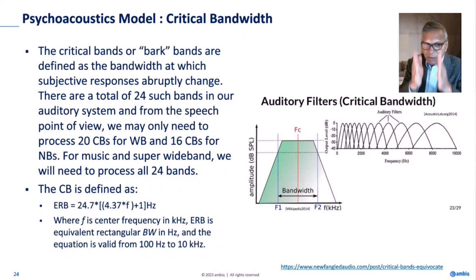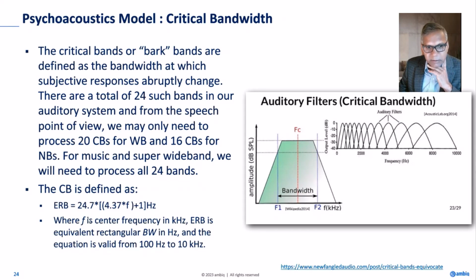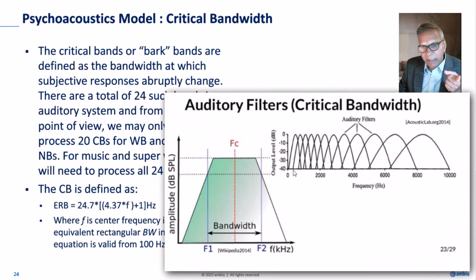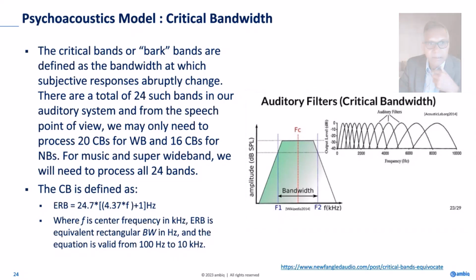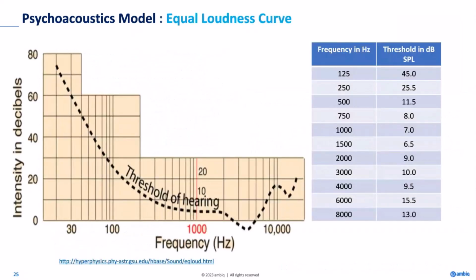At lower frequency, they are very close, and the equivalent rectangular bandwidth between f1 and f2 is given by this equation. When we plug it in, at lower frequency they are very, very narrow, and as we increase the frequency, they start spreading. That's the critical bandwidth. It's basically the equal loudness curve. The equal loudness curve shows the sensitivity of our hearing system.